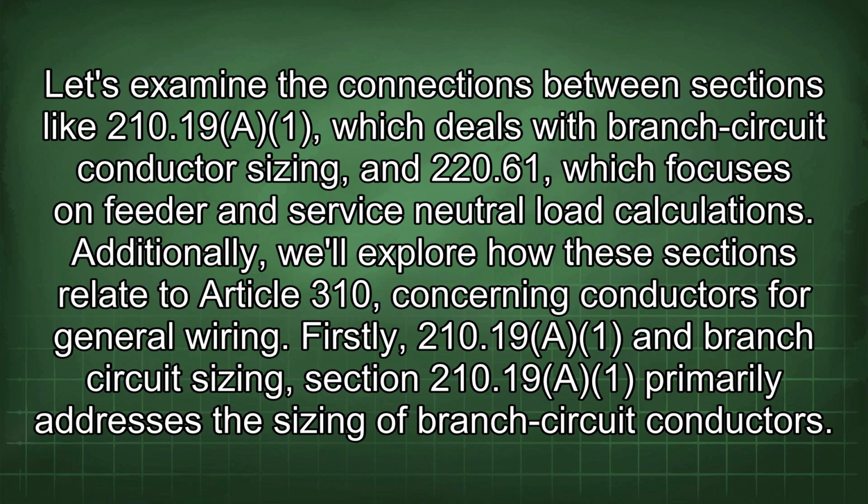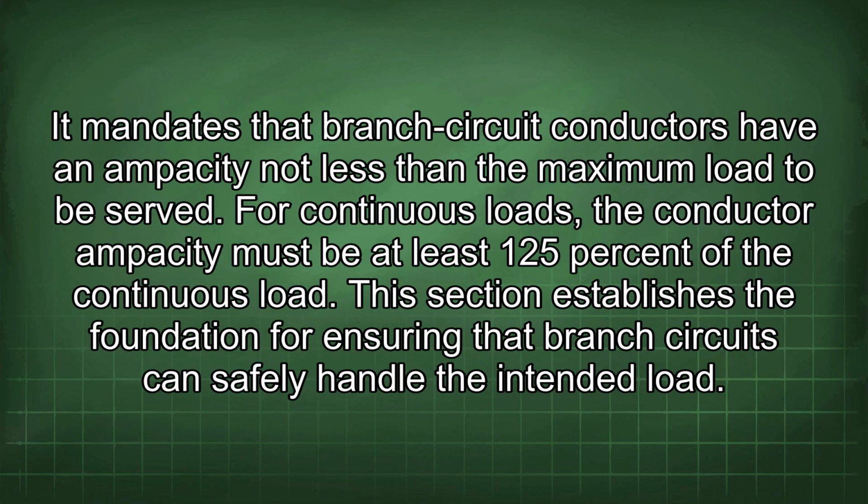Firstly, 210.19(A) and branch circuit sizing. Section 210.19(A) primarily addresses the sizing of branch circuit conductors. It mandates that branch circuit conductors have an ampacity not less than the maximum load to be served. For continuous loads, the conductor ampacity must be at least 125% of the continuous load. This section establishes the foundation for ensuring that branch circuits can safely handle the intended load.